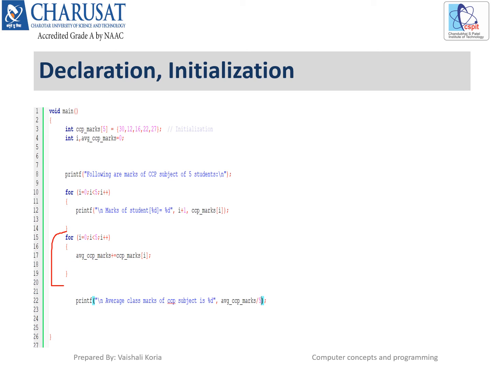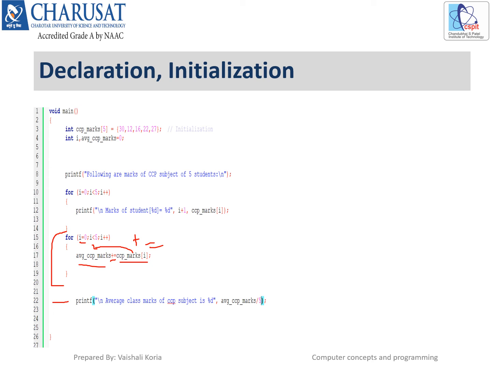Here the shorthand operator plus equal to is used. When I is equal to 0, the first element's value will be taken and added to the average CCP marks. In the next iteration CCP marks 1, that value will be taken and added to the average CCP marks. So after the completion of this for loop, in the average CCP marks we will have the summation of all the marks.